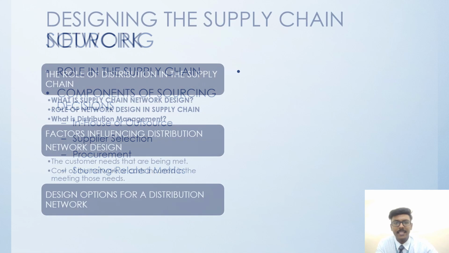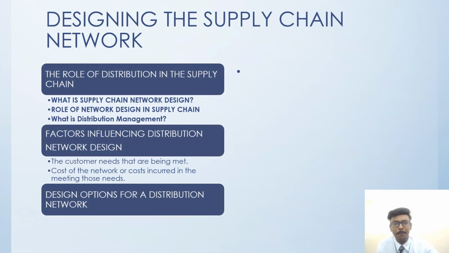Okay. Then the next one is designing the supply chain network. In this category, we are discussing the role of distribution in the supply chain, factors influencing distribution network design, and design options for distribution networks. These are separate, elaborate topics. We'll see them one by one: the role of distribution in the supply chain, what is supply chain network design, which we need to answer, then the role of network design in the supply chain, and what is distribution management. When we talk about factors influencing distribution network design, they are the customer needs that are being met and the cost incurred in meeting those needs. Okay, so we'll see in the upcoming slides.